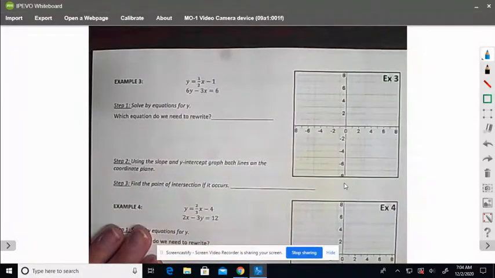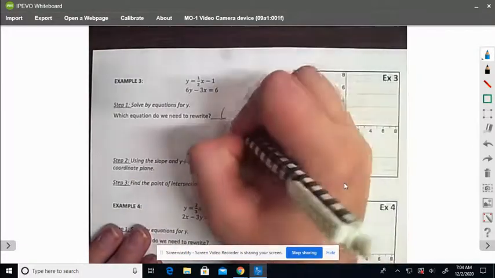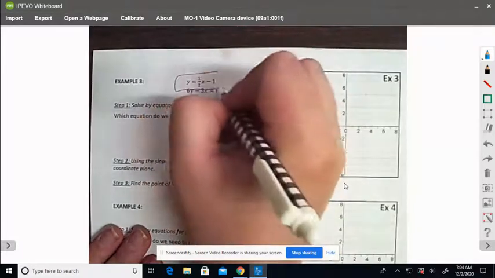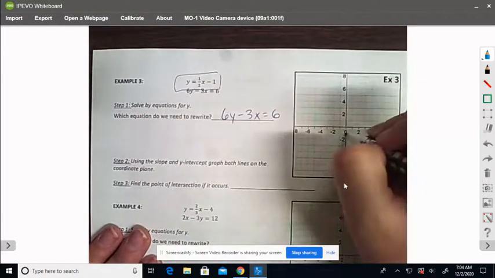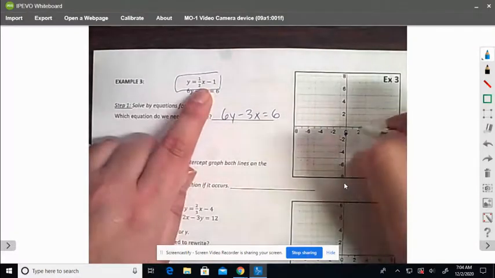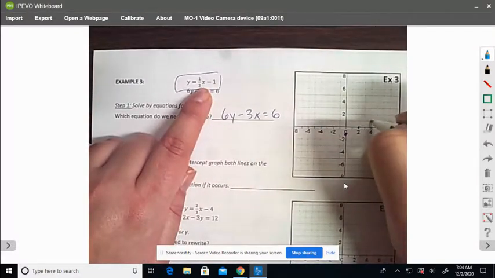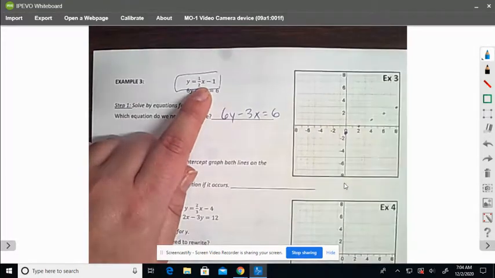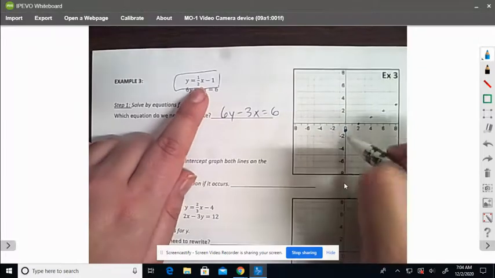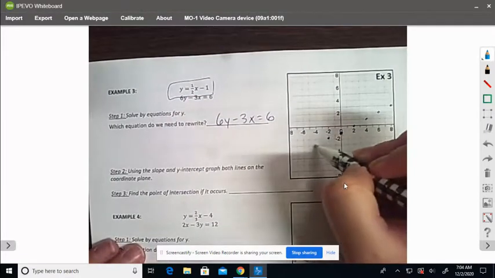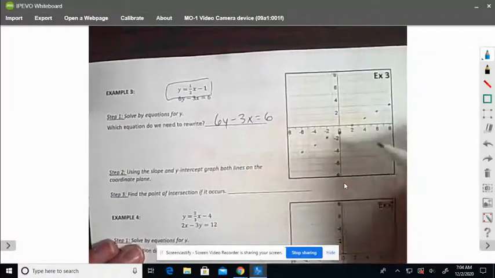This one, I want to rewrite this equation, 6y minus 3x equals 6. I can graph this one starting at -1 on my y-axis, because that's my y-intercept, and then up 1 over 2, up 1 over 2, up 1 over 2, up 1 over 2, and I can go backwards: down 1, left 2, down 1, left 2, down 1, left 2.